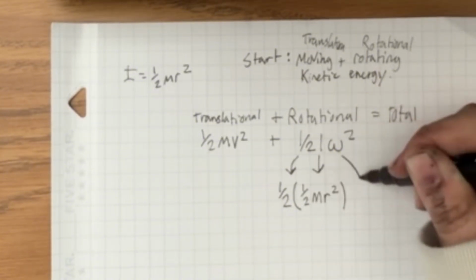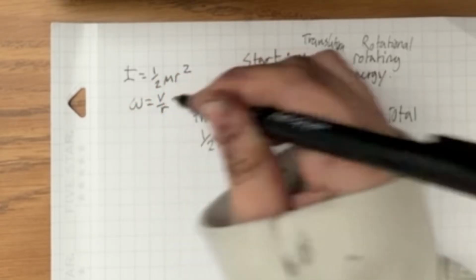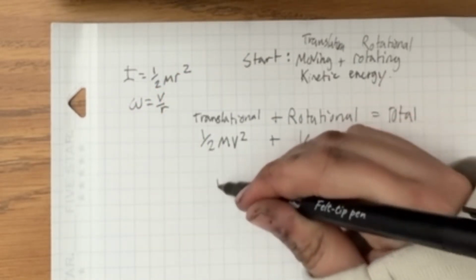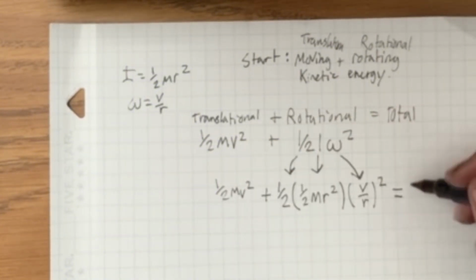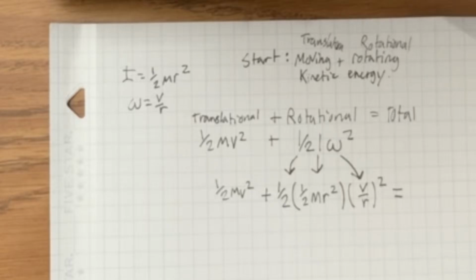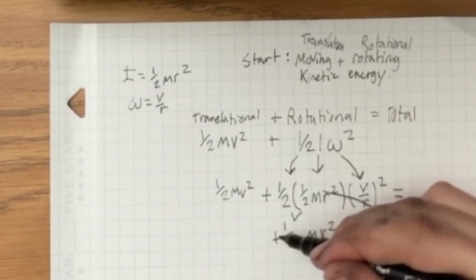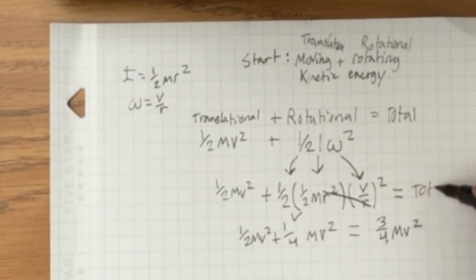And then to find angular speed, we can use the simple equation: angular speed is equal to velocity over r. Don't forget to include the squared. We notice that the r's will cancel, so this means that when we add the translational and rotational, we are adding 1/2 mv squared plus 1/4 mv squared, which gives us 3/4 mv squared.